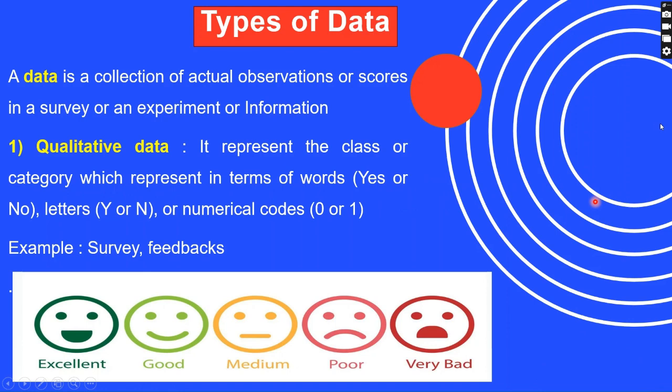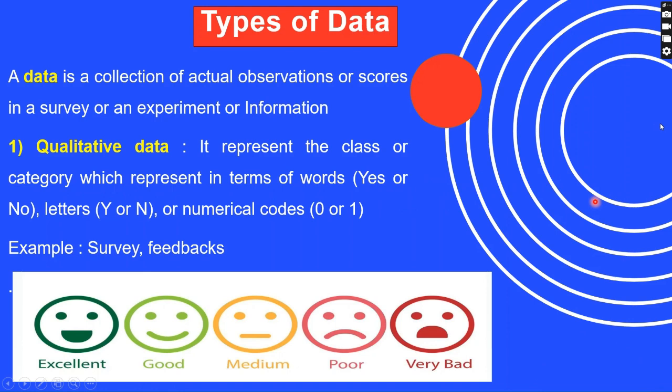Before we go into types of data, data is a collection of observations or scores on a survey or experiment. Using this data, we can perform many useful analyses for management, I mean data science management. First, we look into the qualitative data. Qualitative data will represent the service.